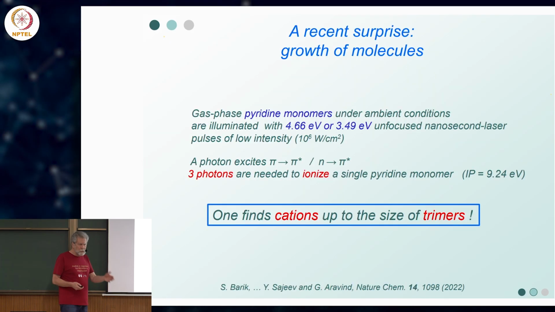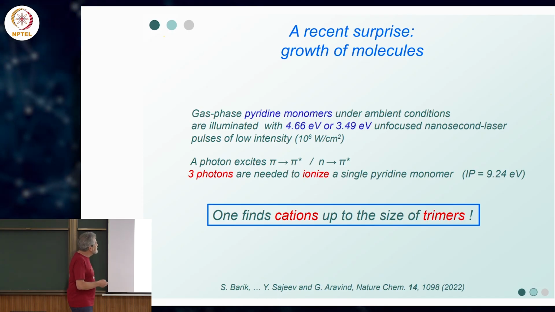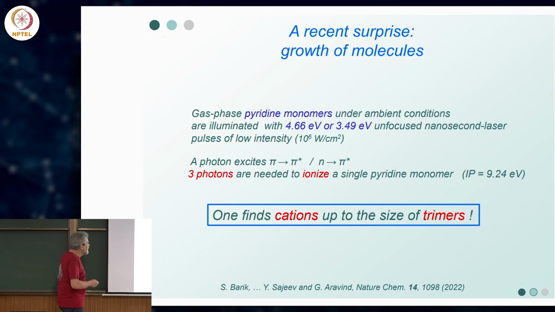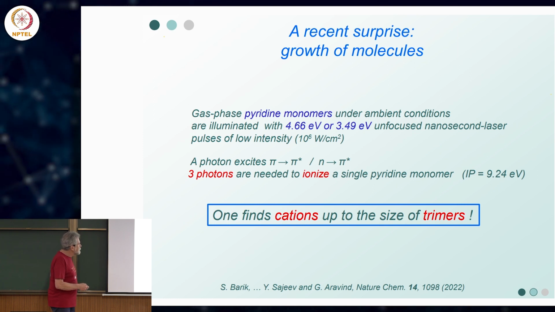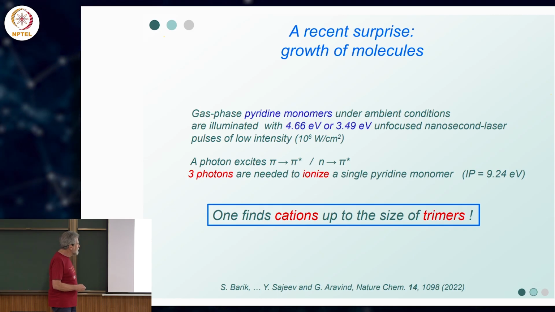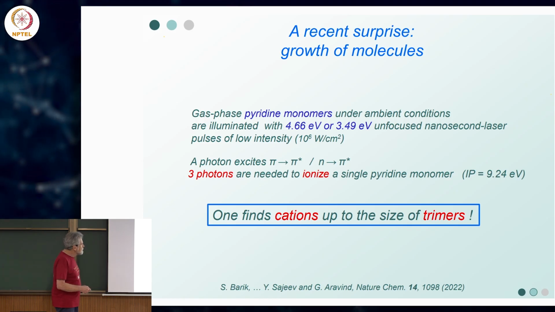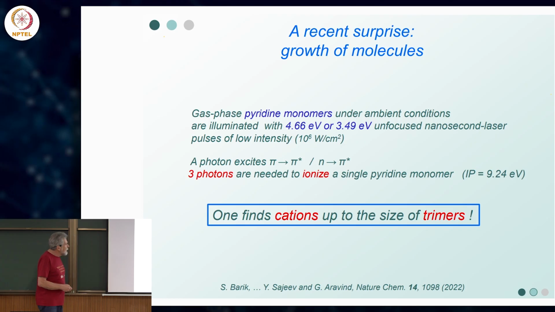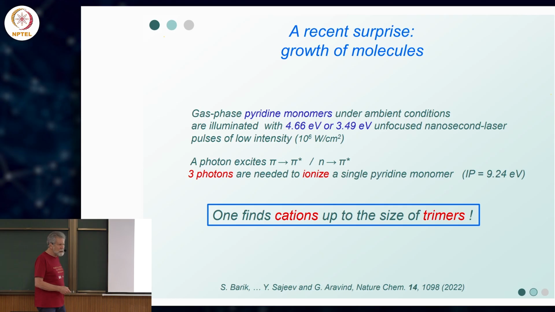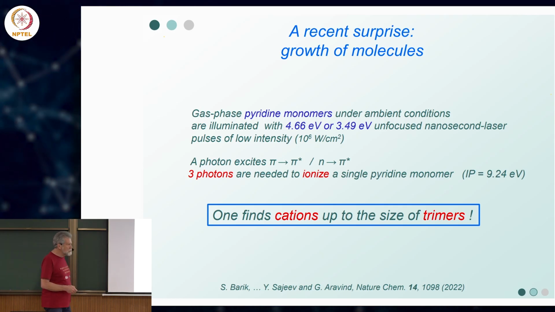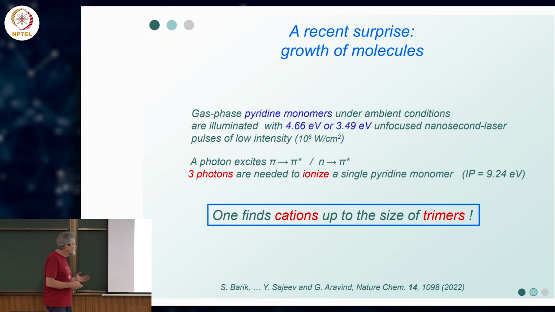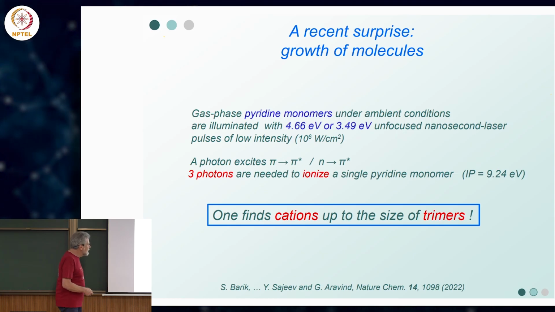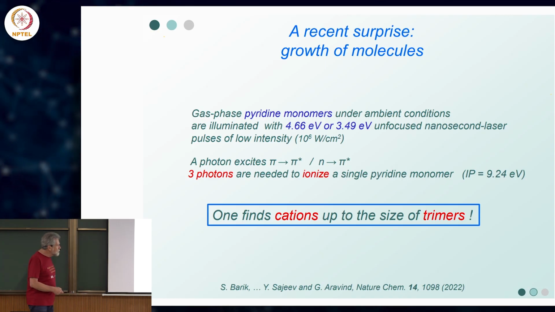Now, a recent surprise is due to the people in this laboratory here. It is growth of molecules. I must say that this is not yet fully understood, but very interesting. Now, if you take gas phase pyridine monomers under ambient conditions and you illuminate them with a weak laser, it can even be less than 10 to the 6 watts per centimeter squared, so you excite the pyridine essentially resonantly, but you need 3 of such photons to ionize a single pyridine monomer, because its ionization potential is over 9.2 eV. Okay? The field is rather weak, so it does not happen for a single pyridine to swallow more than 1. So how come you find cations of the parent pyridine and also up to the size of trimers?